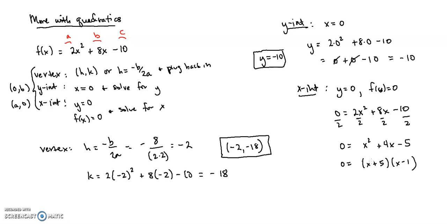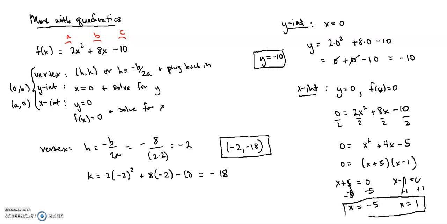And we know that if we're factored equal to 0, something times something equals 0, we can break this up, and we can solve each of these little equations. Okay, so we get negative 5, and we get positive 1. And those are our x-intercepts.